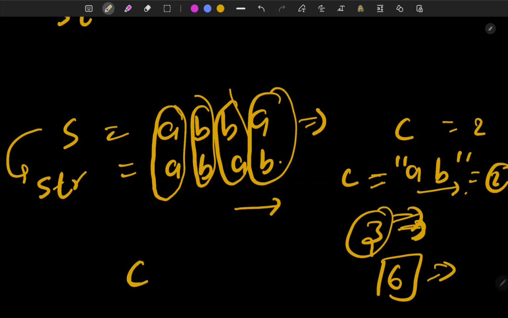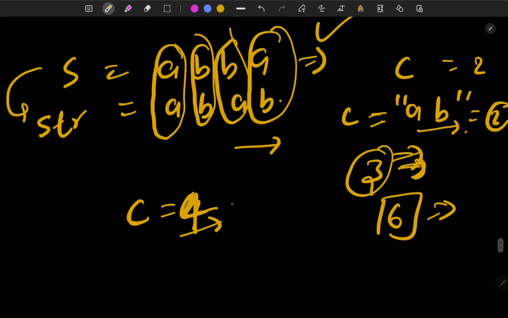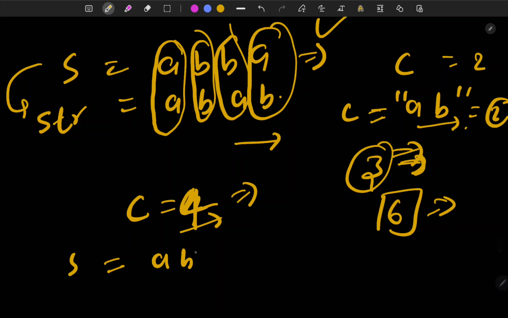Can I take C of length 4? Yeah, I can take C of length 4, because if I concatenate C one time, then I can get the string str which is of the length of string S. So which string should I take as C? After concatenation, I will satisfy all the conditions given in the statement. If it is of length 4, why can't we take the string as the same as string S? So yes, I can take the string equal to S, that is A B B A.